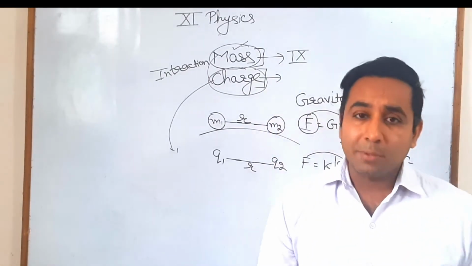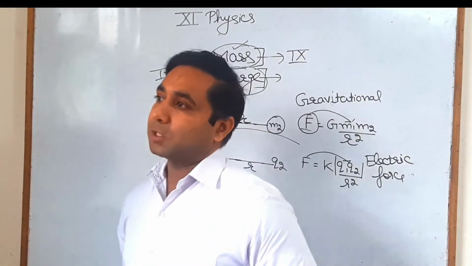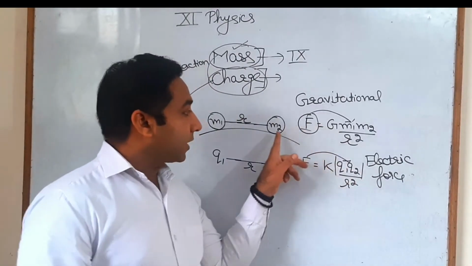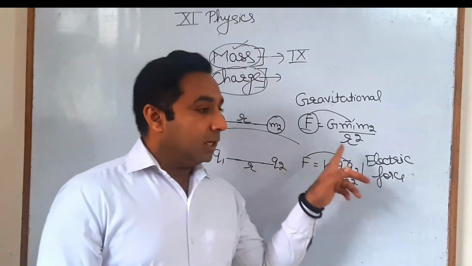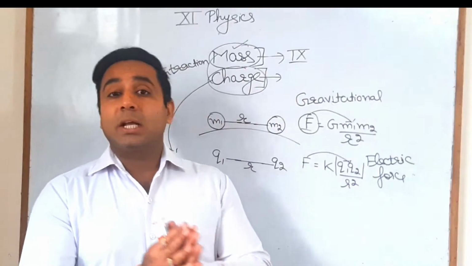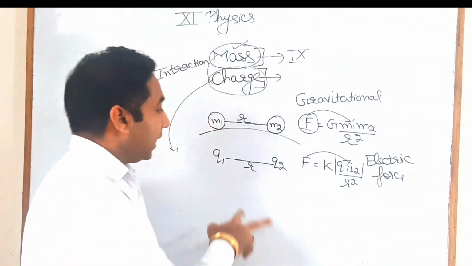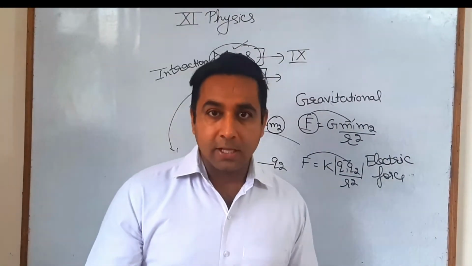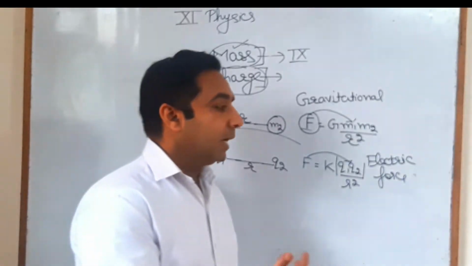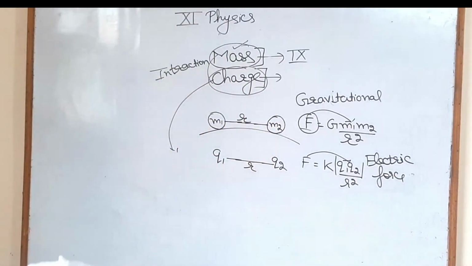Bodies will interact either on the basis of their masses or on the basis of their charges. When they are interacting due to their masses, then we can say that they are having the gravitational force between them. And when they are interacting due to their charges, that force is called an electric force. So I'm elaborating it more.